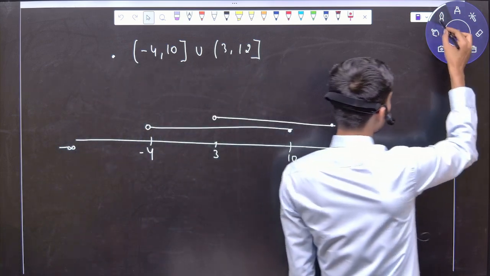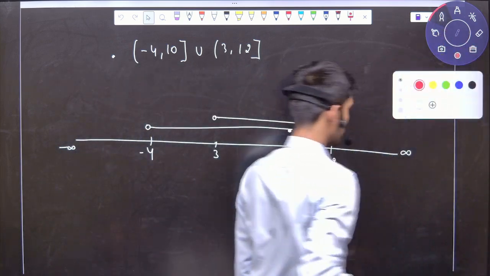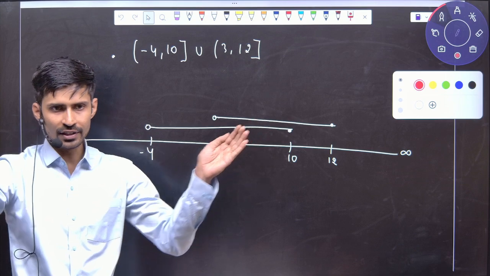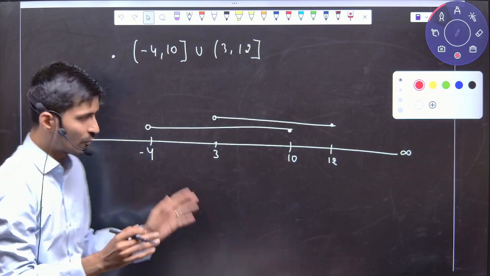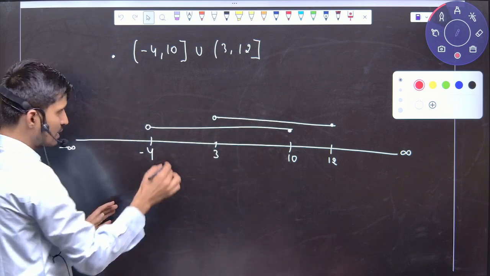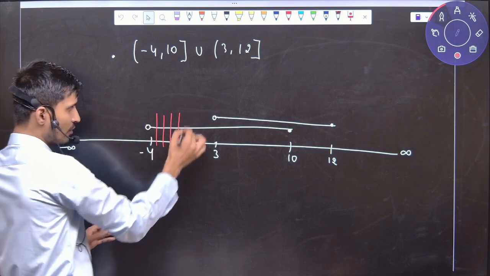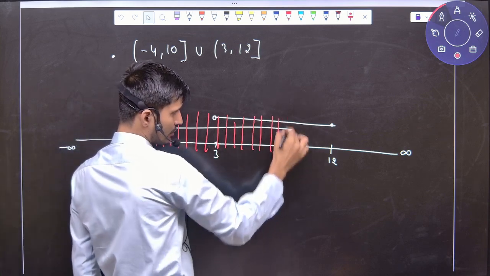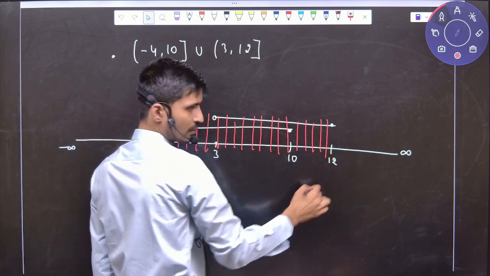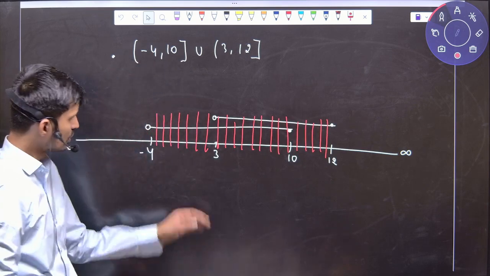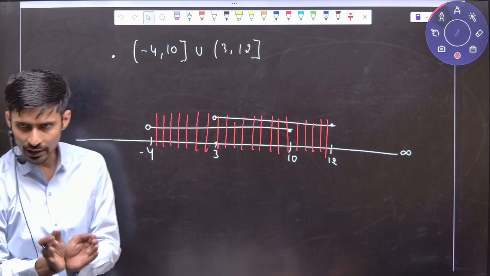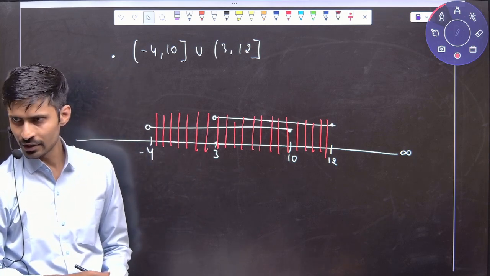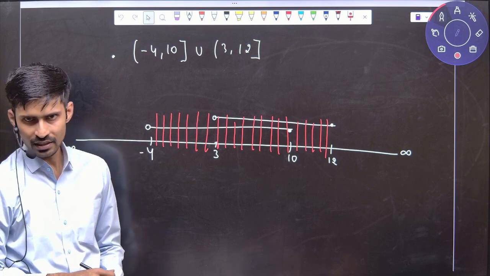Union means take all those numbers together. Union means taking everything together. So if you see all those numbers together, just see this. These are the numbers that, when you take the union, will all come together. Yes or no? Yes or no? Yes.